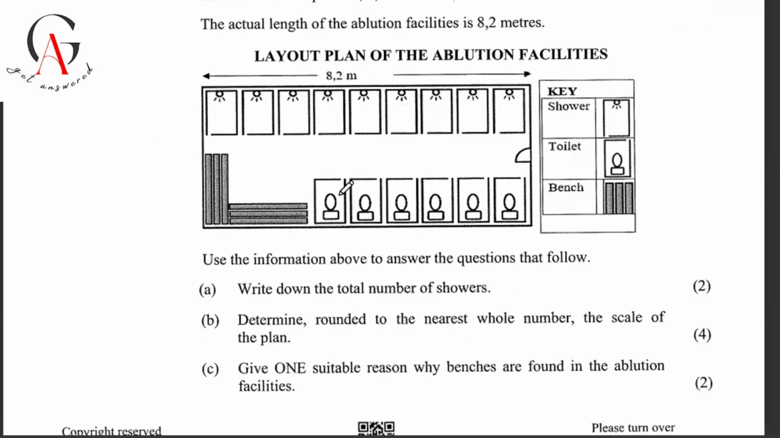All right, then they are telling us, write down the total number of showers. This was so simple. You have to just count and find that we have 1, 2, 3, 4, 5, 6, 7, 8, and 9. So here we are saying 9 showers.